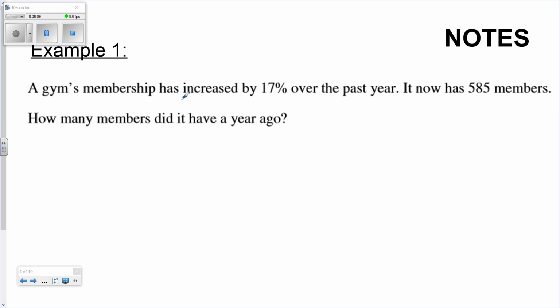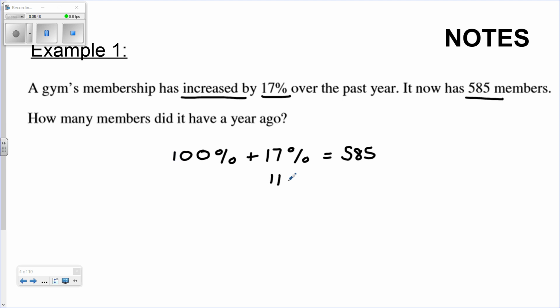A gym's membership has increased by 17% over the past year. It now has 585 members. How many members did it have a year ago? So we want to work back and get what it had a year ago. We had 100% of our members 1 year ago, but that increased by 17%, and now the amount of members that we've got is 585. We want to know what it was before we added on the 17%. We want to get back to this 100%.